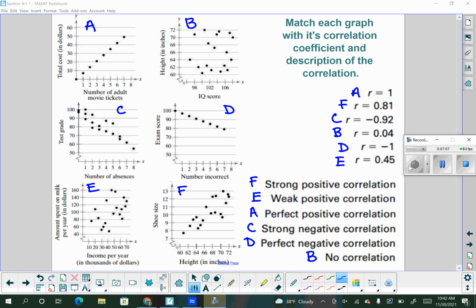All right, these look good. What questions do you have? Using the correlation coefficient to describe the trend in the data: weak, perfect, positive, strong, negative, all the things.